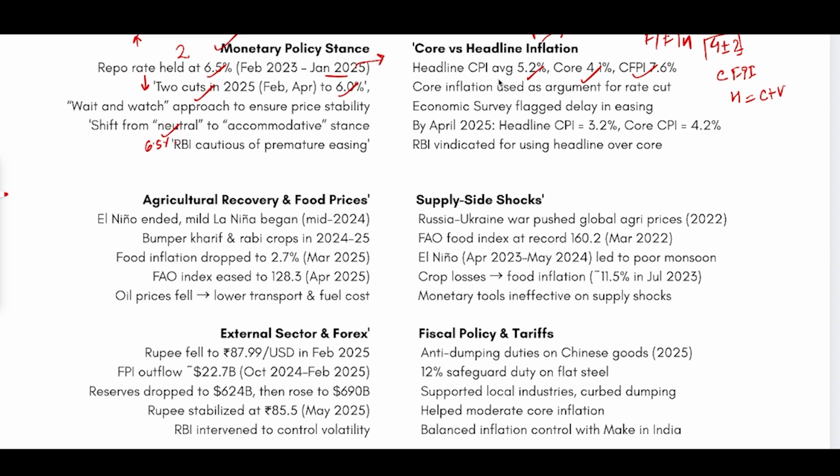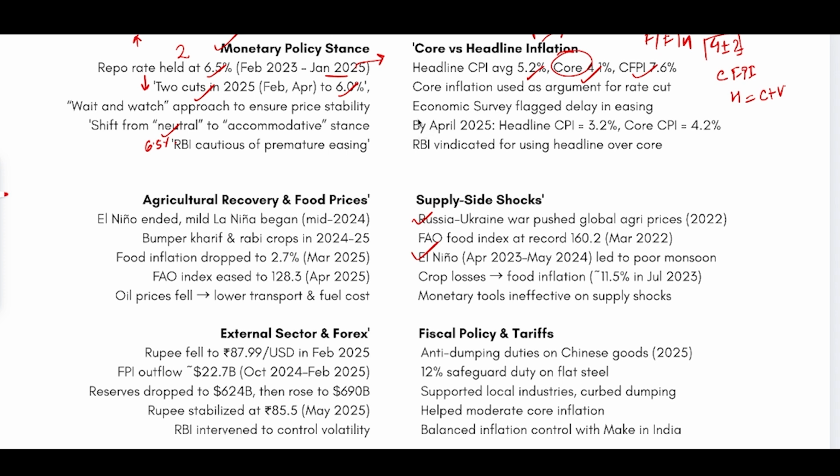In other words, once the erratic food and fuel prices were taken out, the stable core inflation was near the RBI's comfort zone. This fueled arguments from many economists and even government officials that the RBI should shift focus to core inflation. Their reasoning was that supply-driven spikes in food and fuel inflation, caused by, you can say, war or weather conditions, cannot be tamed or controlled by interest rate hikes. So monetary policy should not overreact to them. Instead, with core inflation relatively low and demand subdued, some felt that a rate cut should be done.